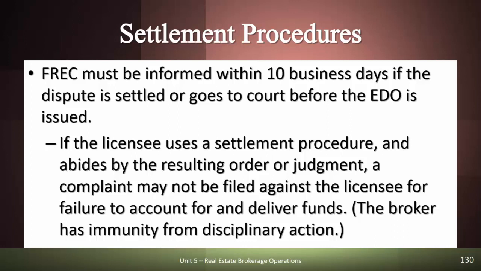Now, if the real estate licensee promptly employs one of the 4 settlement procedures and abides by the resulting order or judgment, and this is good news, a complaint may not be filed against the licensee for failure to account for and deliver escrowed property. In other words, the broker is immune from disciplinary action. So as long as you follow the rules and you give the money to whoever is supposed to get it following the procedure, the losing party can't be a sore loser and try to sue you in court because they didn't win.